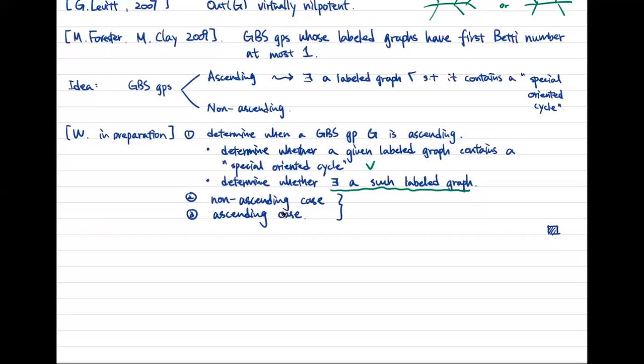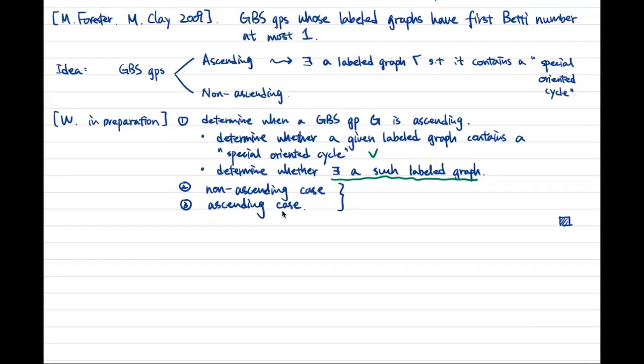So once we have this algorithm to determine whether a GBS group is ascending, we can divide into two parts, the non-ascending case and the ascending case. For each part, we can define the normal form of a labeled graph. The isomorphism problem is then really just that, for two given labeled graphs, we change the labeled graphs into their normal forms and compare the normal forms. If they are isomorphic, then the groups are isomorphic. So far I'm still searching for the algorithm for this normal form, but I think it's approachable.